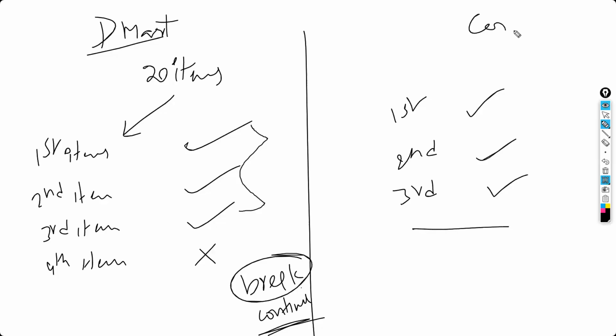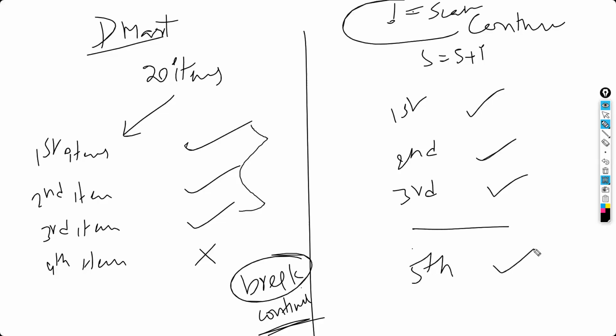Below the continue, what they have written is S is equal to S plus I. So whichever item is not able to scan, continue. Continue means it goes to the next item. Instead of the fourth item, it directly goes to the fifth item and does the sum. Take the sixth item and do the sum. Take the seventh item and do the sum.